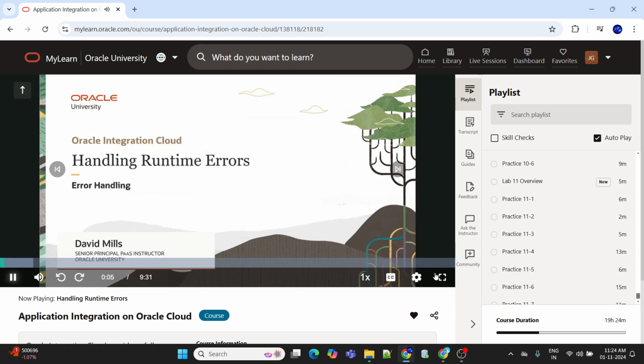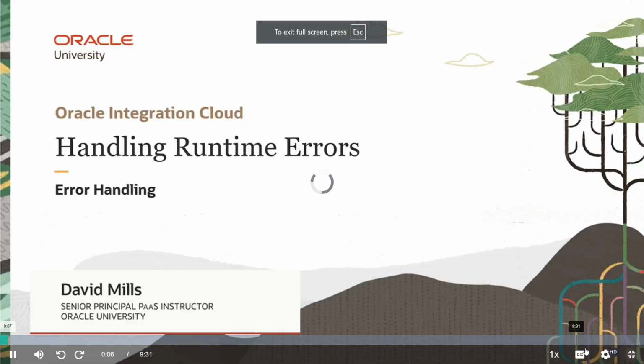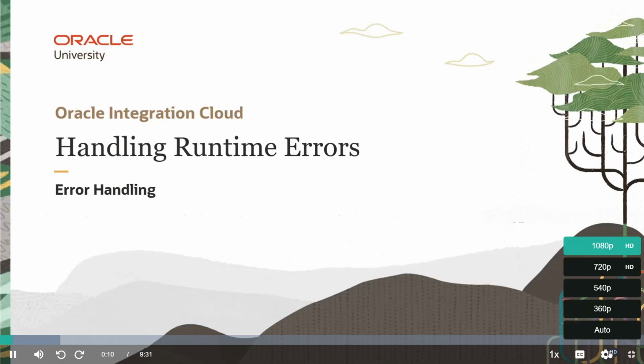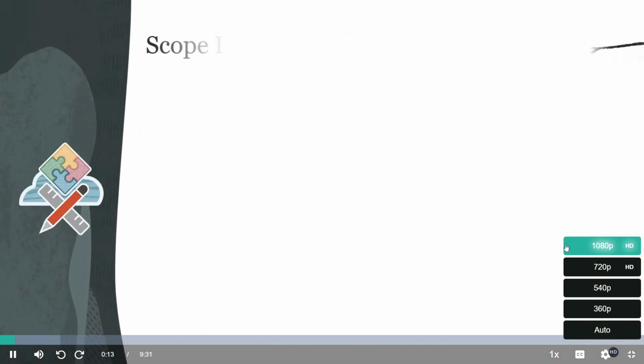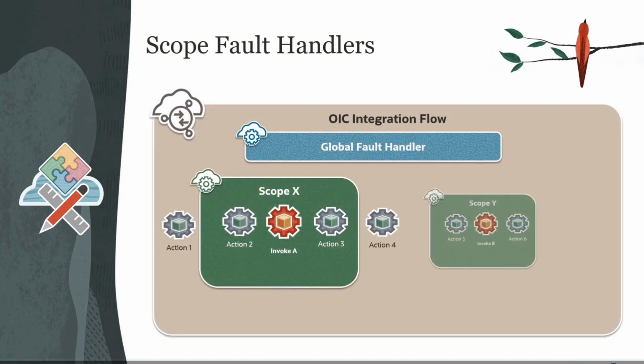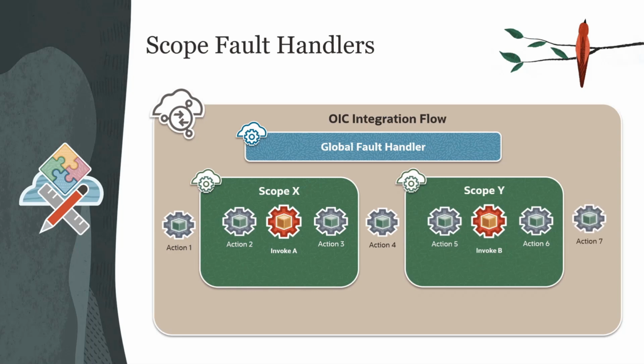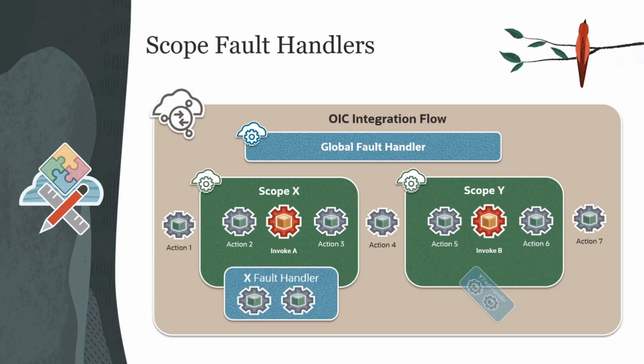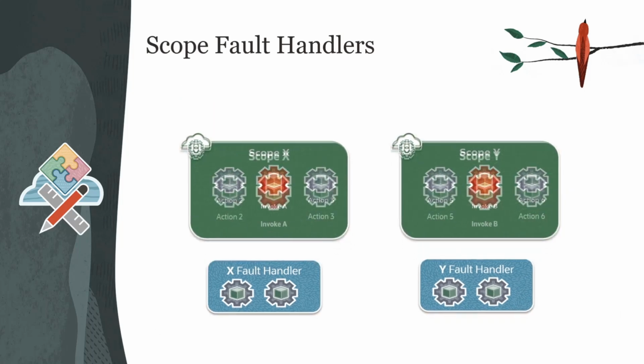Welcome. In this lesson, we continue our discussion on error handling by focusing on the implementation of scope fault handlers. While you can do all your error handling in the global fault handler, the better approach is to put most of your actions into separate scope containers, organizing the actions with related invoke configurations. Then you can implement the fault handler for each scope, defining error handling logic specific for that scenario.